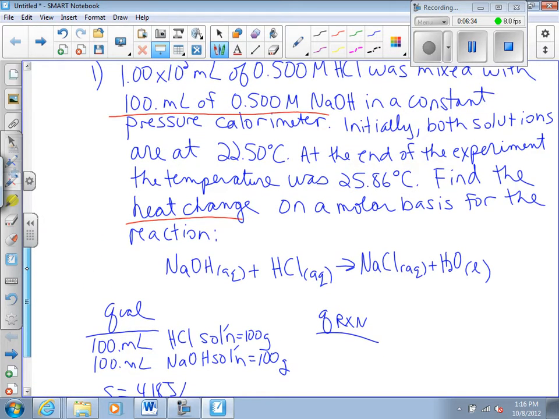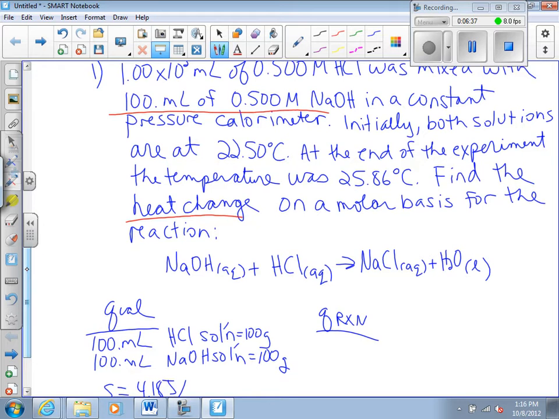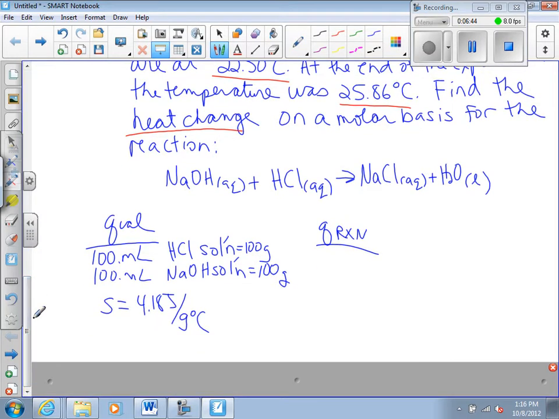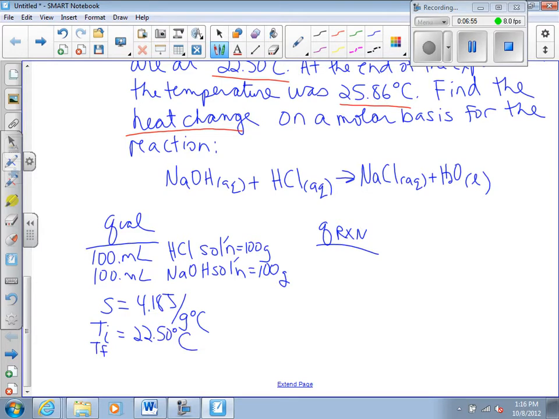Okay, I also know my initial and final temperature. Initially, we're at 22.5 degrees Celsius, and at the end we're at 25.86. So, T initial is 22.5 degrees Celsius. T final is, what was it? Let's see, 25.86 degrees Celsius. So I have all the information I need about my calorimeter. I've got my total mass right here. I'm going to add those together. I've got my S, and I've got T final minus T initial.